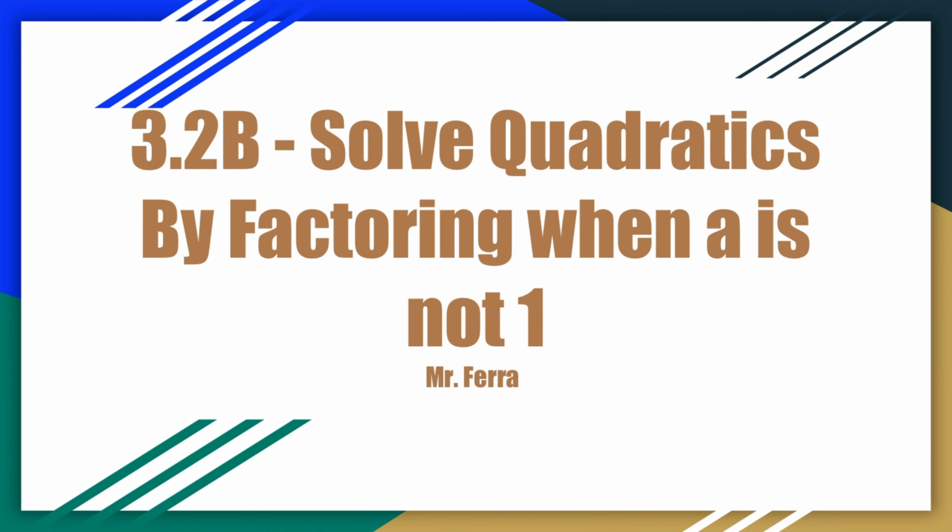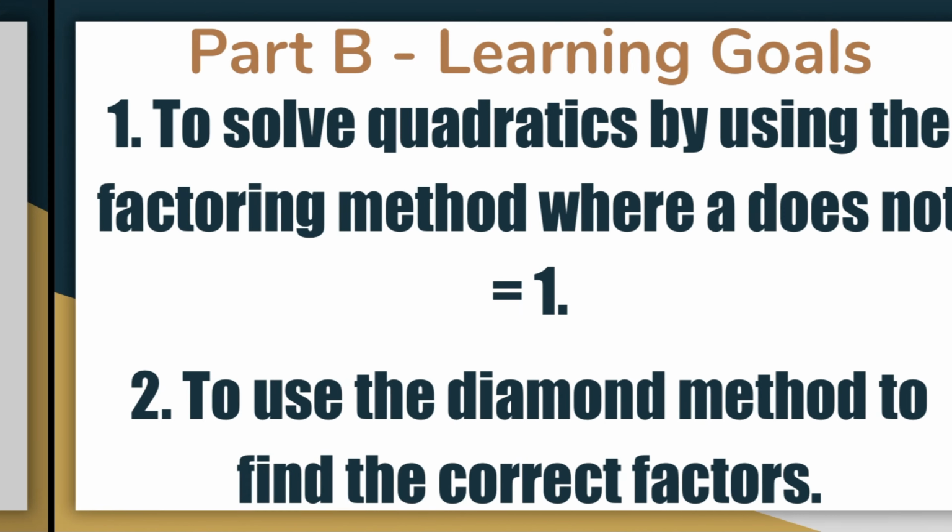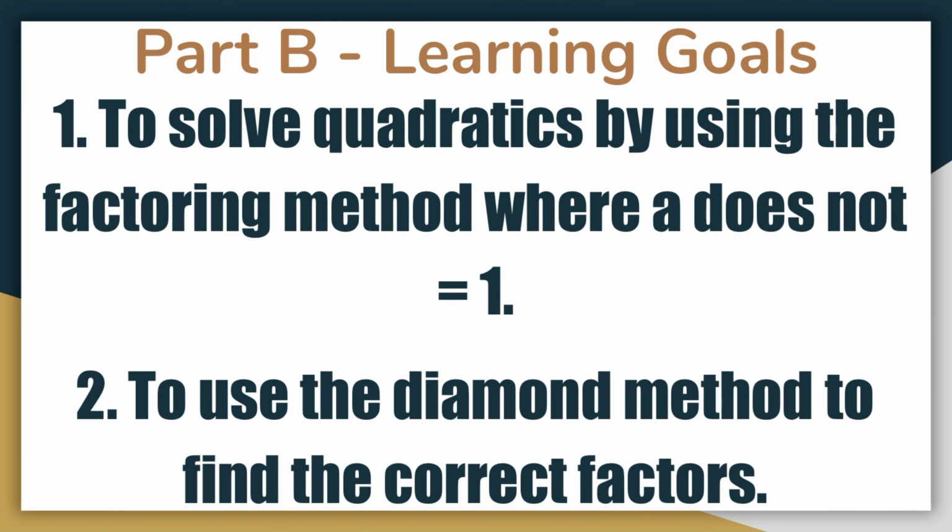This is a continuation of 3.2a. This is going to be part B, where we solve quadratics by factoring when a is not 1, which is a lot more steps. So, that's your objective, to solve quadratics by using a factoring method where a does not equal 1, which is going to focus a lot on the additional methods of greatest common factor and solving by grouping. And to do that, we're going to use the diamond method also. And you guys will see it'll include a lot more steps.